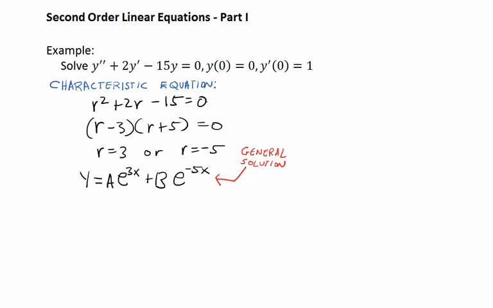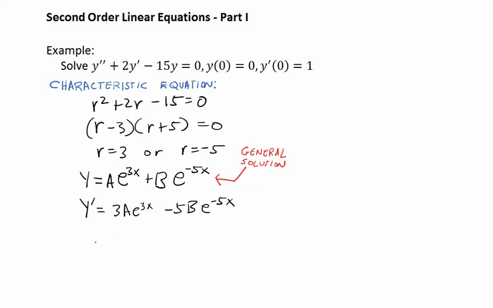To find the solution that satisfies these particular initial values, we're going to plug these conditions into the equation to solve for a and b. One of our conditions involves the value of y of 0, the other involves the value of y prime of 0. So let's go ahead and find y prime. In this case, the chain rule tells us it's 3a e to the 3x minus 5b e to the negative 5x.